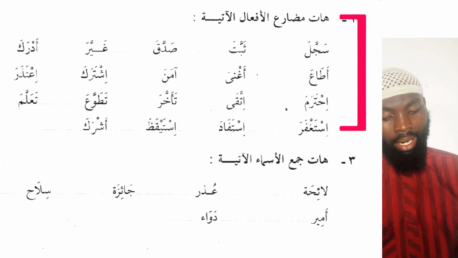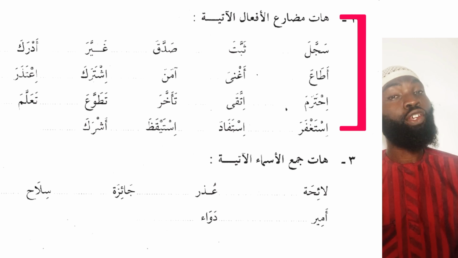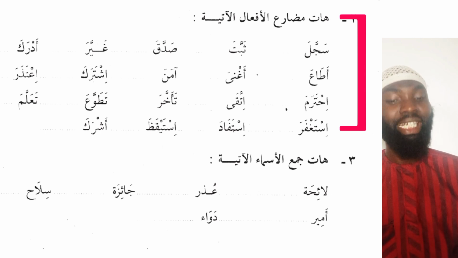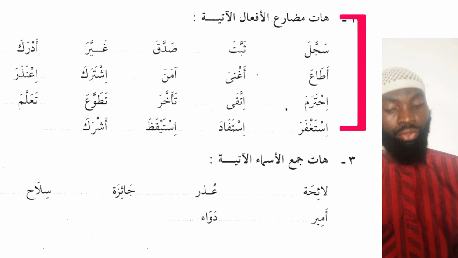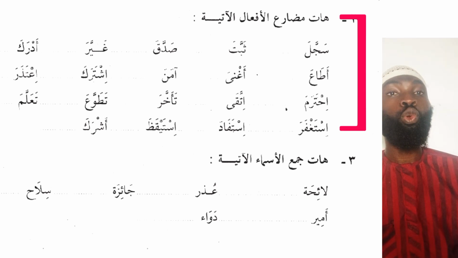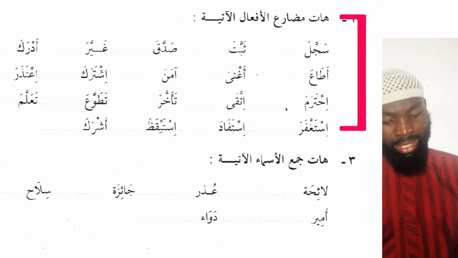The next one says hati mudari ala fa'alil atiya. You are also to bring the present tense of the following verbs. The first one is sajjala. It is yusajjilu. Thabbata yuthabbitu. Saddaqa yusaddiqu. Ghayyara yughayyiru. Adraka yudriku. Ata'a yuti'u. Agna yugni. Amana yu'minu. Ishtaraka yashtariku. I'tadara ya'tadiru. Ihtarama yahtarimu.